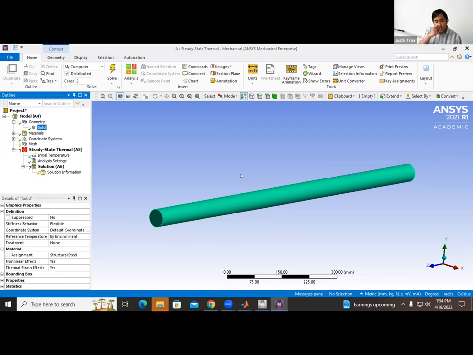The reason for that is that structural steel is the default material in ANSYS, and it actually has all the thermal properties pre-specified as well. So there's not really much we have to do.